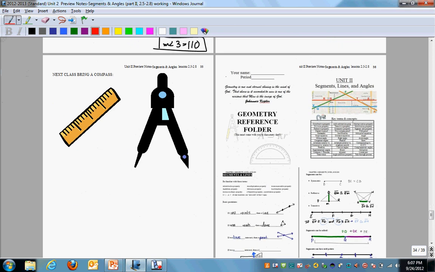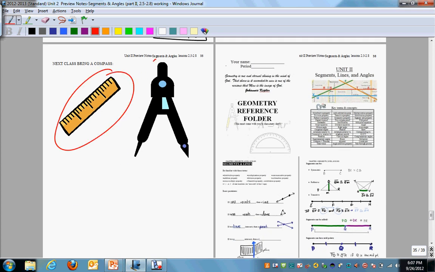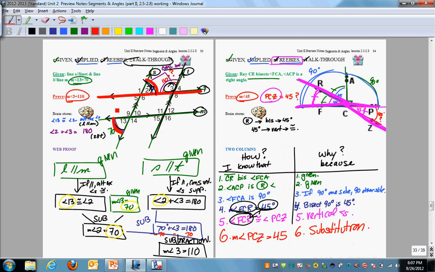Next class, it is very important that you bring both a straight edge and a compass with you. A straight edge and a compass.